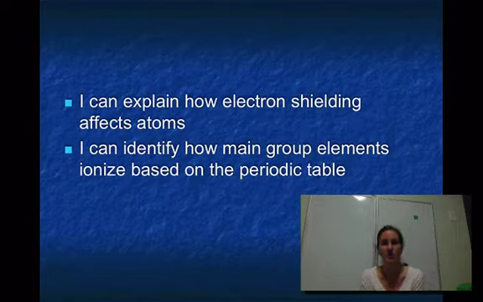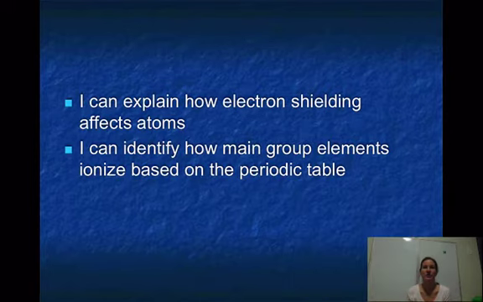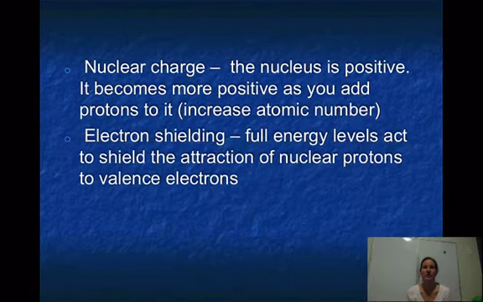So, in terms of your learning targets, the most important things out of this video are: I can explain how electron shielding affects elements or atoms, and I can identify how main group elements ionize based on the periodic table. So you have to understand ionization and a couple of these other terms in order to understand trends. So here are your first two terms to understand: nuclear charge and electron shielding. These are two phenomena that occur in every atom that will affect our trends.